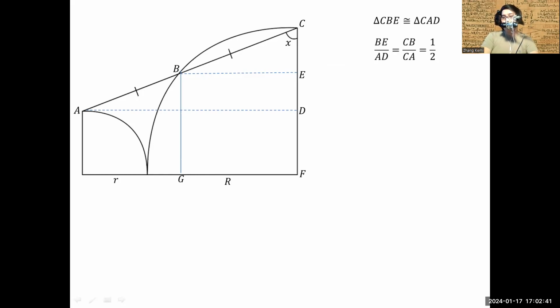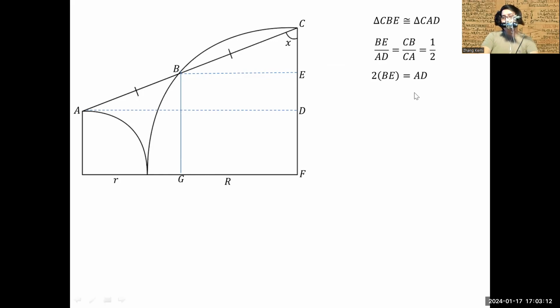Thus, I find a relationship. In this case, BE over AD is the same as the ratio of CB over CA. We can see straight away that this length is 1 unit and this length is 2 units, so it is 1:2. That's the ratio, and that's what we are given. By rearranging the equation, I get 2 times the length BE equals AD. I hope you can see what's going on.